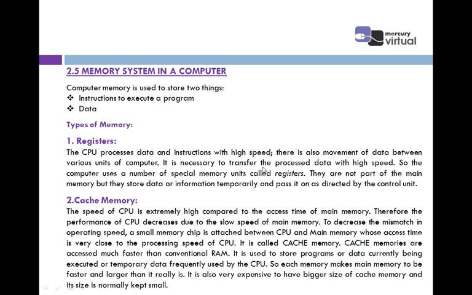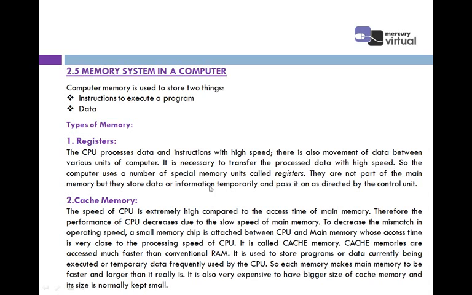So it is necessary to transfer the processed data with high speed when required. This is the main line. It is necessary to transfer the processed data with high speed. Meaning with the help of a register we can transfer the data with very high speed. So the computer uses a number of special memory units that are known as registers. This is the basic element of the memory. They are not part of the main memory. As I told you, this is inbuilt into the computer but not a part of the main memory.